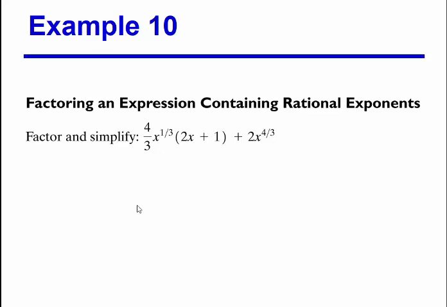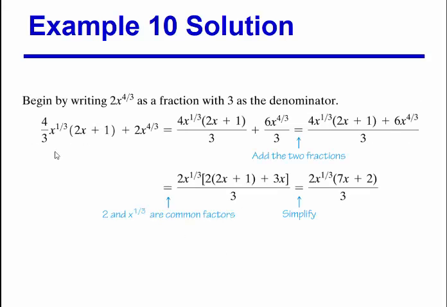So example 10, factor an expression containing rational exponents. So we're going to factor and simplify the following. And so begin by writing 2x to the 4/3 as a fraction with 3 in the denominator. And so you can see here how we end up writing that. And then so this term right here becomes this term. And then we can go ahead and take care of this term over here. So you can see that that becomes the 6x to the 4/3 over 3.